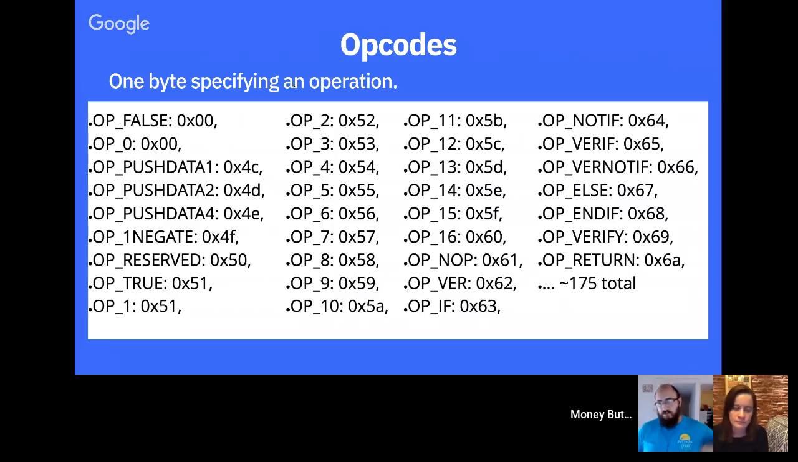So here are some of the opcodes. There are something like 175 or so of them in total. Here are some of them. And let's see, we've got things like OP_FALSE. That just pushes 0 to the stack. We've got a number of push data opcodes.